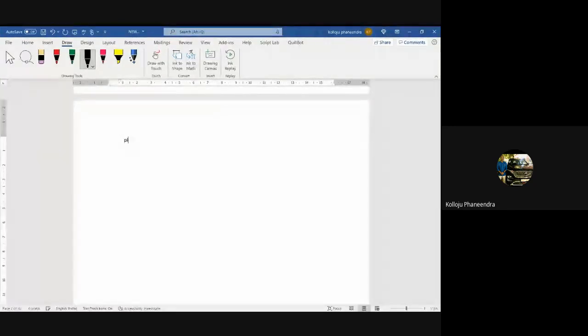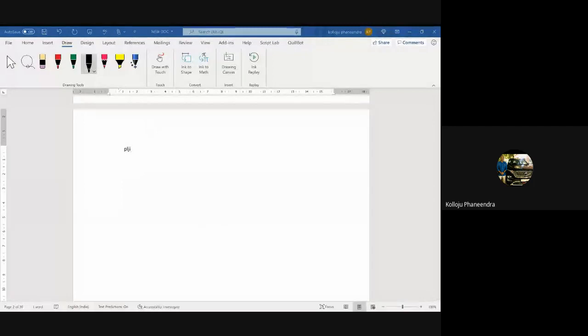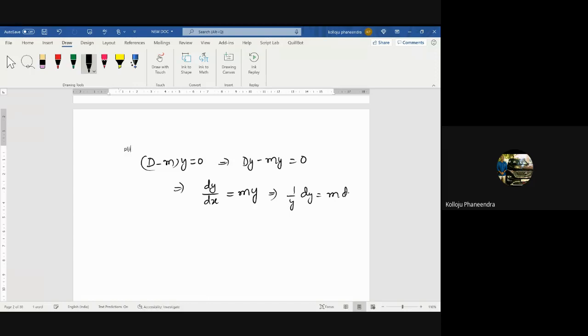So D minus m into y equal to 0. What is D minus m into y? Dy minus my equal to 0. Dy stands for dy by dx, so dy by dx minus my equals 0. This is variable separable form. I can write 1 by y dy equal to m dx.